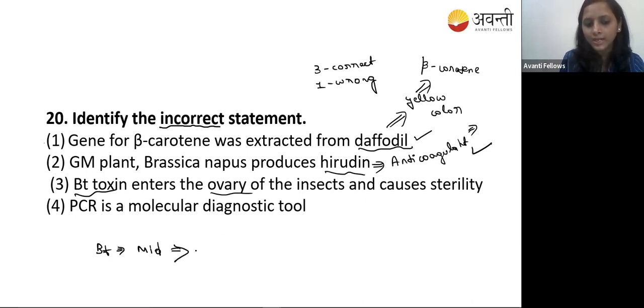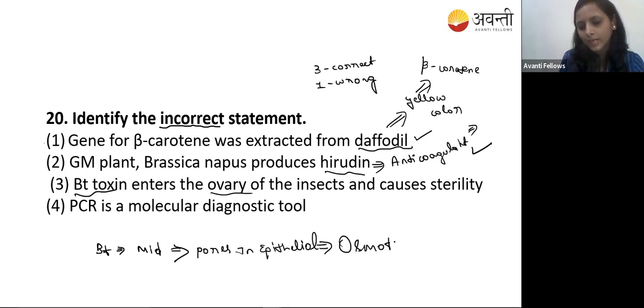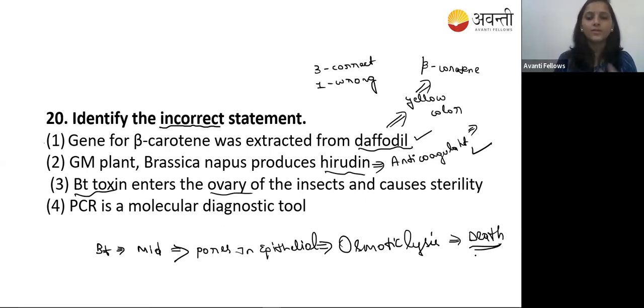In the midgut, it will cause pores in the epithelial cells, and it causes osmotic lysis, thereby causing the death of the insect. It does not cause sterility. So this is a wrong statement, right?